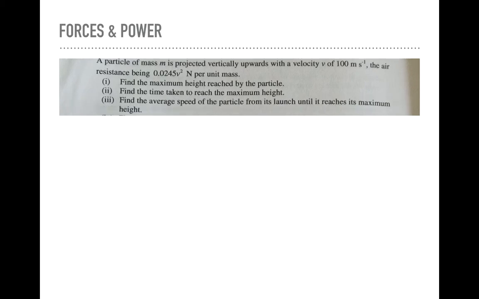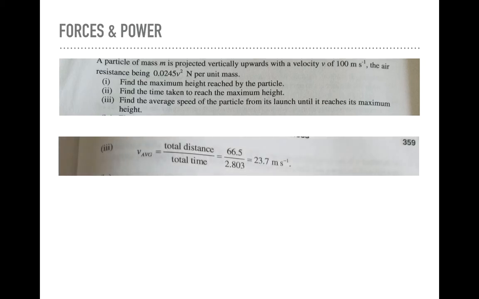Okay, part 3. The average speed of the particle from its launch until it reaches its maximum height. Average speed is always total distance over total time. So it's part 1 divided by part 2. There we go, 23.7.